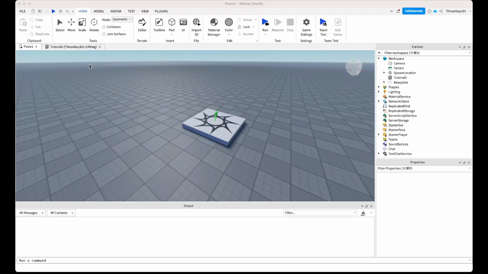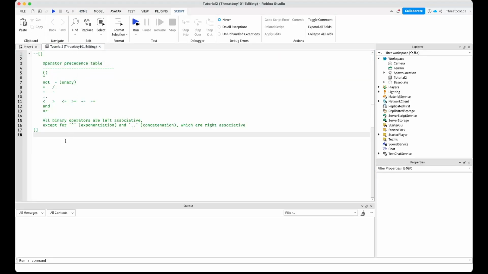Today we're going to cover more of the operators. We went over a few in the previous tutorial, and we're also going to talk about a concept called operator precedence and associativity. So I'm going to go over to my tutorial 2 script, which I've already set up a bit. Before we start, I want to talk about one concept in scripting.